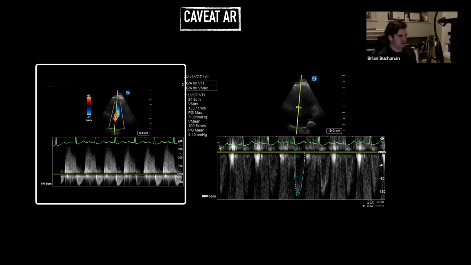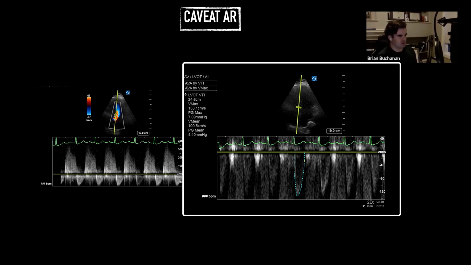So as you can see left here in the spectral waveform, you have that regurgitation on continuous wave Doppler that's above the baseline during diastole, and so a bunch of blood goes forward. But of course, all the blood comes back and has to be re-ejected. So, what are your thoughts? So we have a VTI here at 24.6. Jean, what do you think about this set of waveforms here?